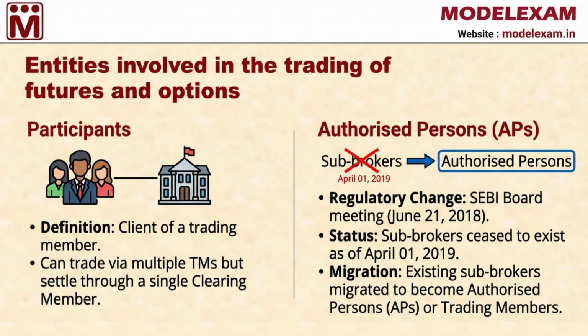It is also important to mention authorized persons. Back on June 21st, 2018, the regulator decided to change how middlemen work. As a result, sub-brokers ceased to exist on April 1st, 2019, and they migrated to become authorized persons or trading members.